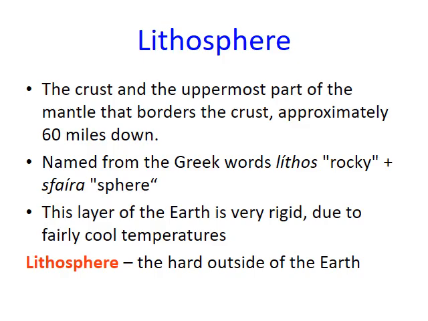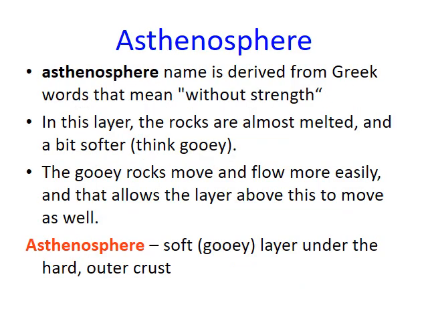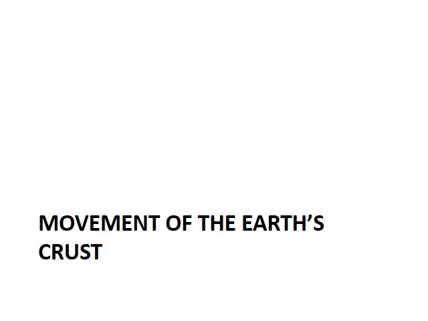So the lithosphere is the hard outside of the earth. It is the crust and the top of the mantle. The asthenosphere is that gooey layer just underneath the hard outer layer, where rocks are a little bit more plastic. I like the word gooey because you know what that means and you can picture it. Now, we get some movements because we have this gooey stuff that is not necessarily locked in place. We can have some movement of the Earth's crust.